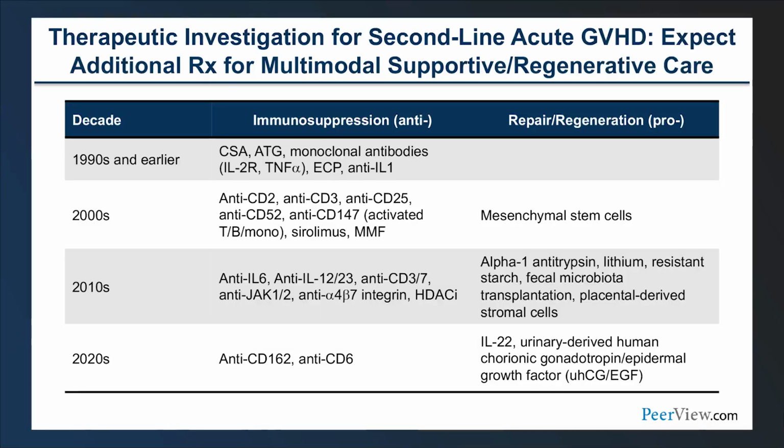This slide here shows how we have evolved as a field in therapy for second-line acute GVHD treatment over the years. So you see on the left here, immunosuppression types of modalities were really prevalent in the 90s and 2000s. But as we move forward through the decades, there are additional therapies that are being developed that really focus on repair and regeneration and are less immunosuppressive overall. So it's exciting to see this transformation in our field.